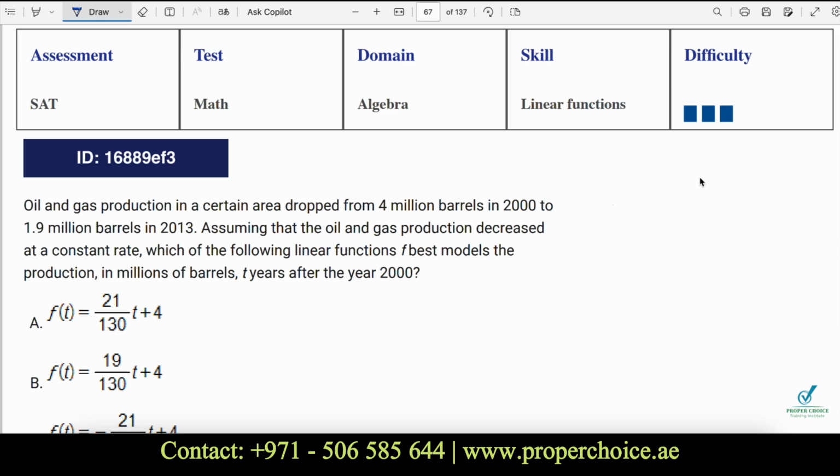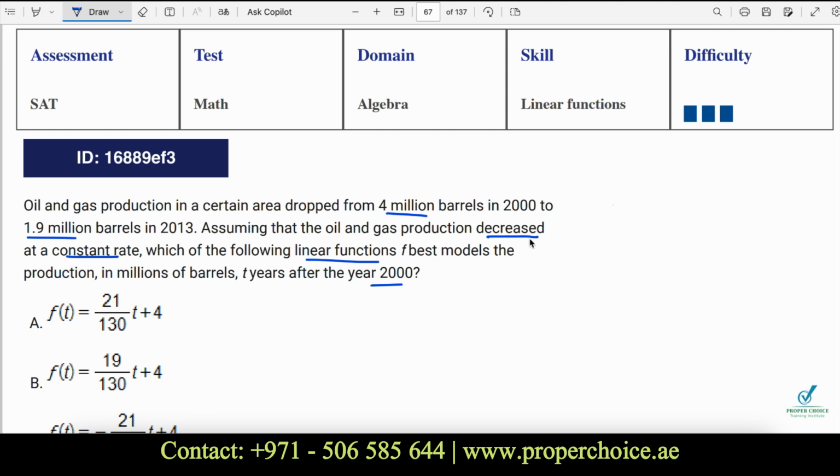Oil and gas production in a certain area dropped from 4 million barrels in 2000 to 1.9 million barrels in 2013. Assuming that the oil and gas production decreased at a constant rate, which of the following linear functions f best models the production in millions of barrels t years after 2000? So that's what the question is.